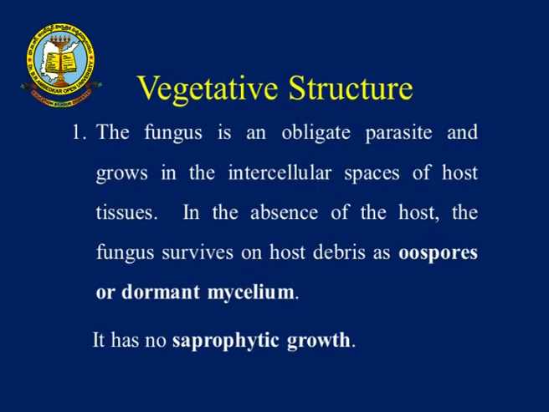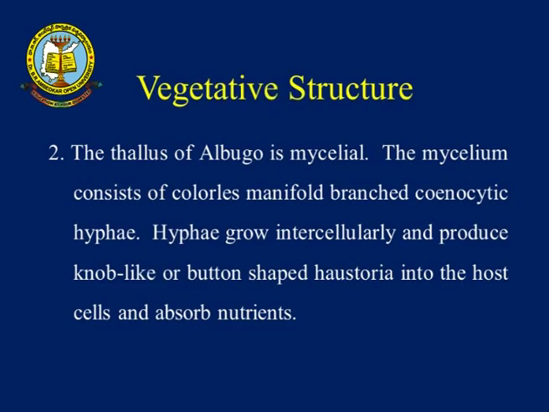Now the vegetative structure of Albugo candida. The fungus is an obligate parasite and grows in the intercellular spaces of host tissues. In the absence of the host, the fungus survives on host debris as oospores or dormant mycelium. It has no separate growth. Okay, next point: the thallus of Albugo is a mycelial thallus. The mycelium consists of colorless, profusely branched cenocytic hyphae. This point is most important.